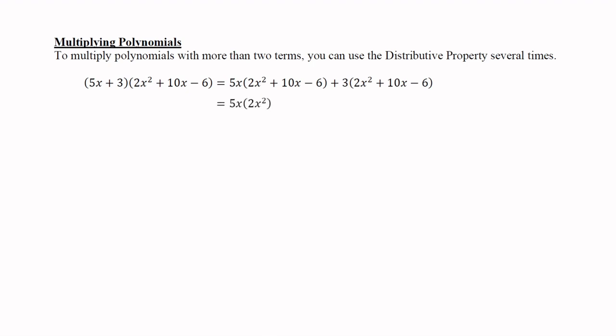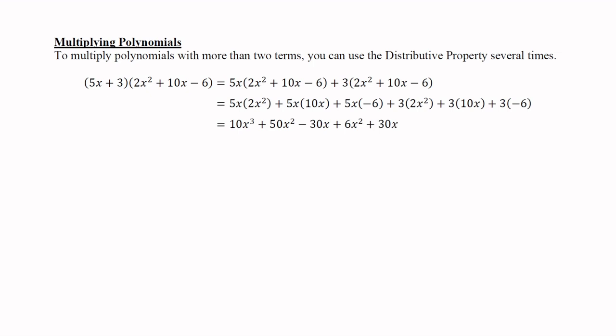So we'll do 5x times 2x squared, 5x times 10x, and 5x times negative 6. Then we move on to the other piece that we need to distribute. 3 times 2x squared, 3 times 10x, and 3 times negative 6. Now we go ahead and multiply each piece, getting 10x cubed plus 50x squared minus 30x plus 6x squared plus 30x minus 18.